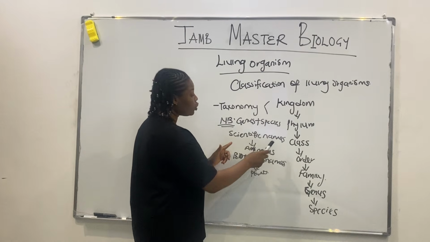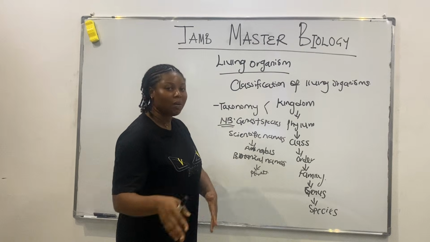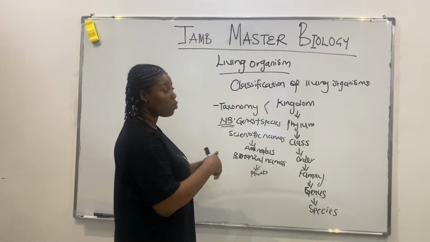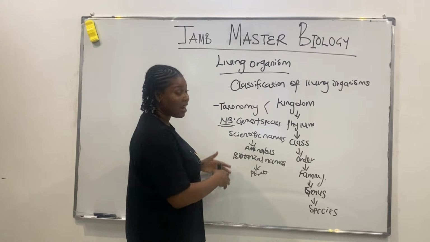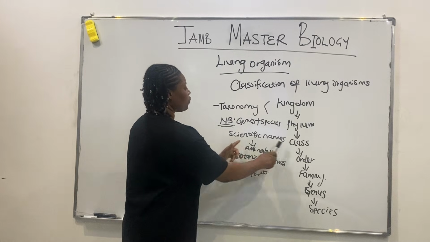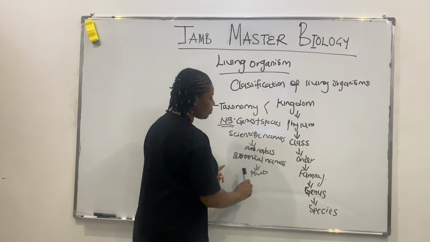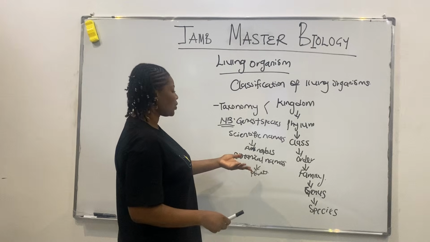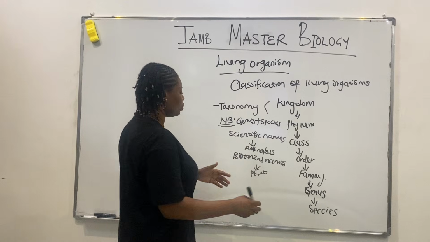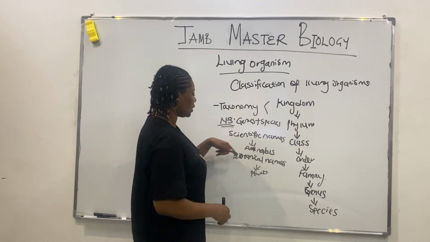The scientific name is used for animals, like human beings. Human beings, we are called Homo sapiens, right? Rat is called Rattus rattus. So the scientific name is for animals, and botanical names are given to plants. For instance, we have mango, Mangifera indica, and all of those. So botanical name for plants, scientific name for animals.